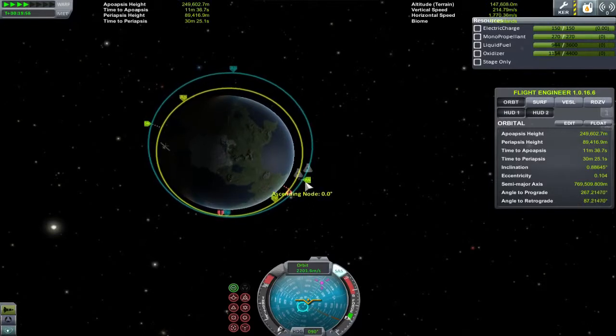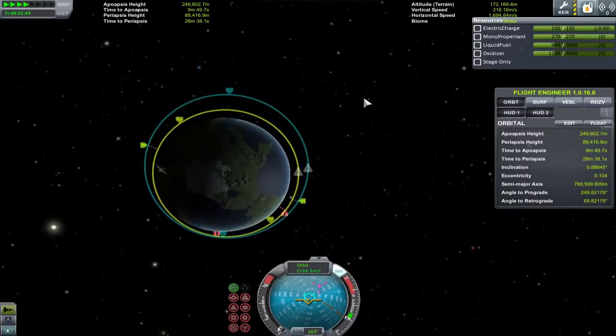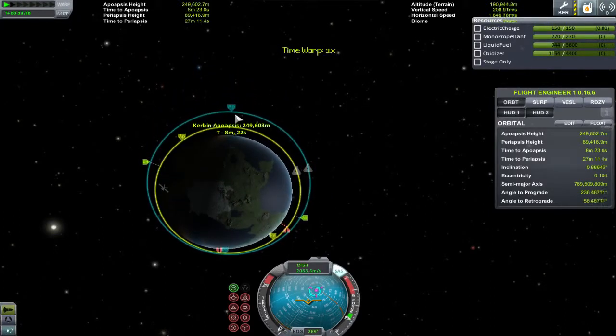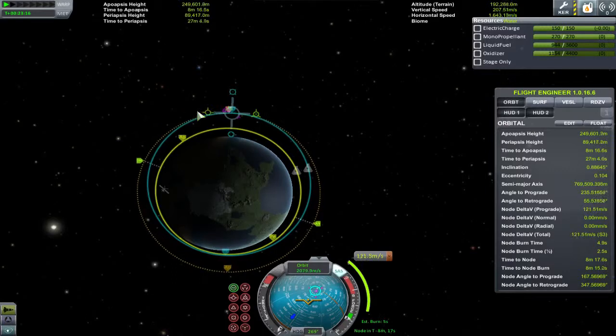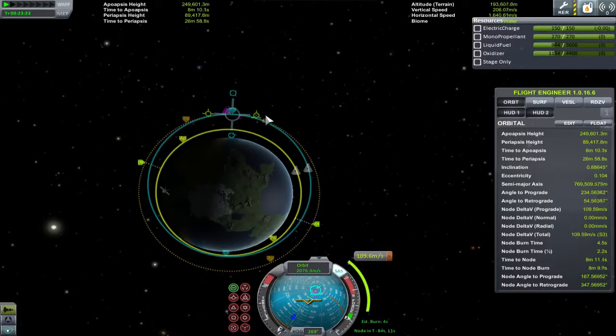bring the periapsis up as well. We're going to try to make this as circular as possible. When you perform a docking in an ideal situation, you're going to have both your crafts going around the equator of your planet year-round and in perfect circular orbits.